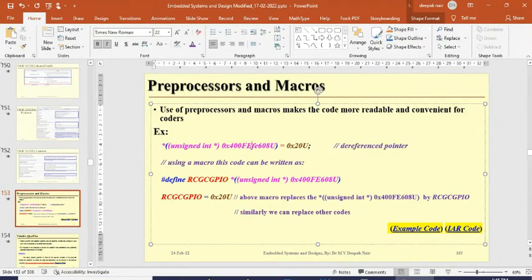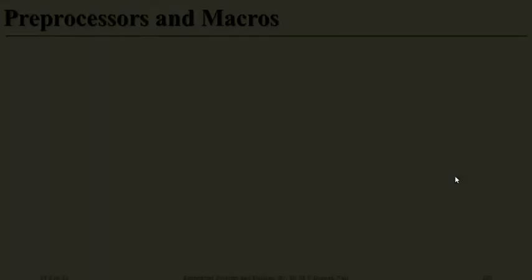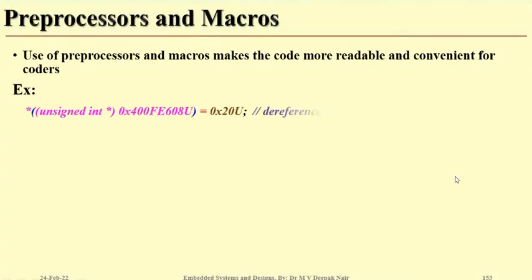So FE608. Okay, this is for RCGCGPIO. So why are we entering 20 into that? How can you write 20 in hexadecimal? 0x20, which is 0010 0000. Okay, this is a 32-bit register. Clear? Yes, sir. And we have discussed why it is 32-bit.